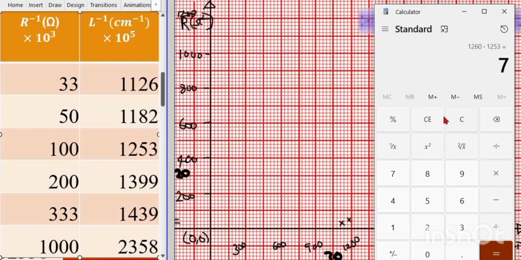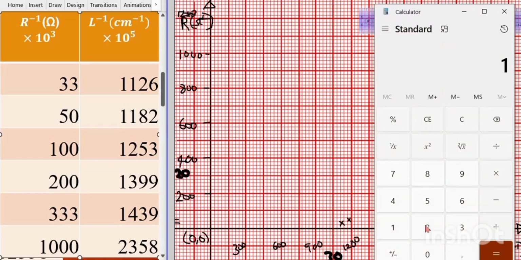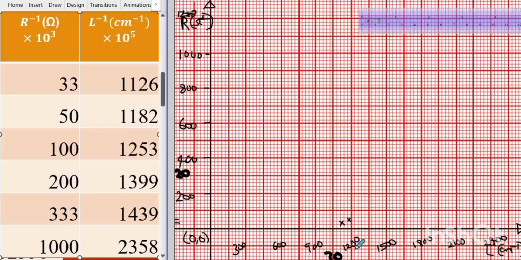So let's count how many. 1200 plus 30 plus 30. Okay, on the second line. On the second line, that will be here.